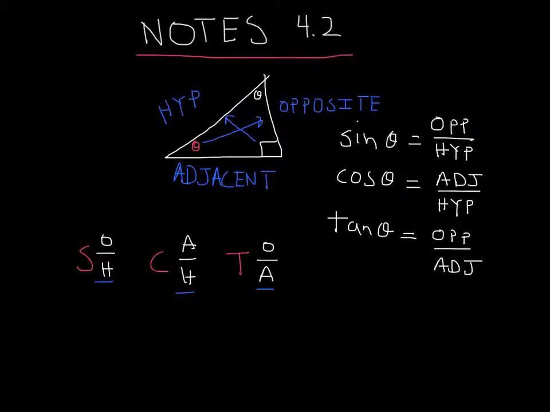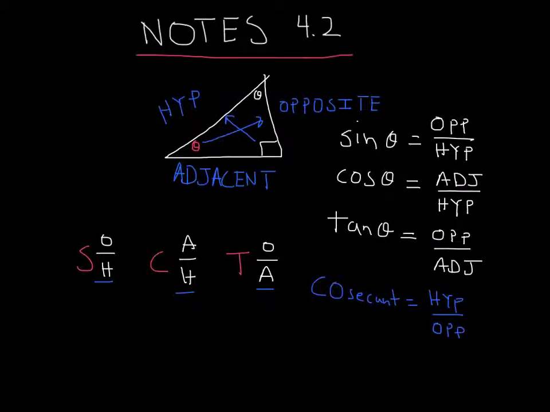Now, each one of these has, we'll call it a brother or a sister. All right? So the sine, its flip is going to be called something new. It's going to be new for you. It's called the cosecant. All right? So the cosecant, it's a new word for you, is going to be the reciprocal of the sine. So this is going to be the hypotenuse over the opposite.